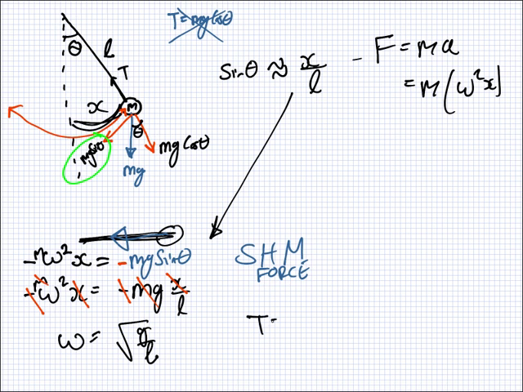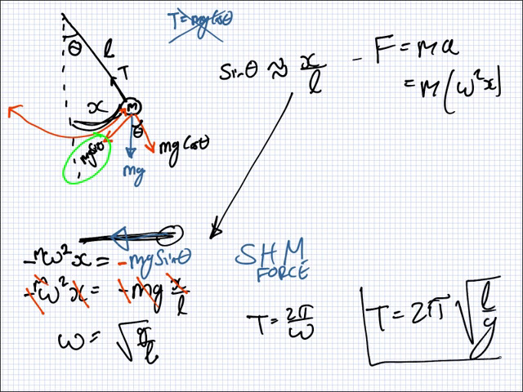But we know that T equals 2 pi over omega. So we get T equals 2 pi root L over g. And this is our pendulum formula for the time the pendulum takes to swing once. It's given by this formula, 2 pi root L over g. This is the formula for the pendulum.